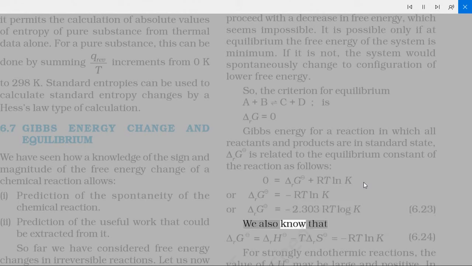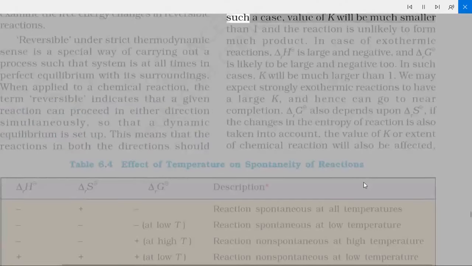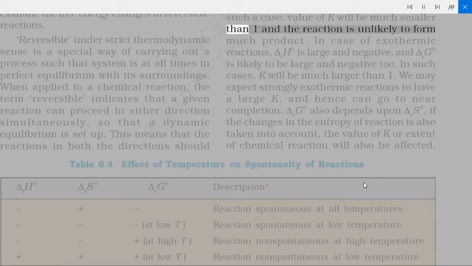(6.23) We also know that (6.24) for strongly endothermic reactions, the value of ΔrH° may be large and positive. In such a case, value of K will be much smaller than 1 and the reaction is unlikely to form much product. In case of exothermic reactions, ΔrH° is large and negative, and ΔrG° is likely to be large and negative too. In such cases, K will be much larger than 1. We may expect strongly exothermic reactions to have a large K, and hence can go to near completion.